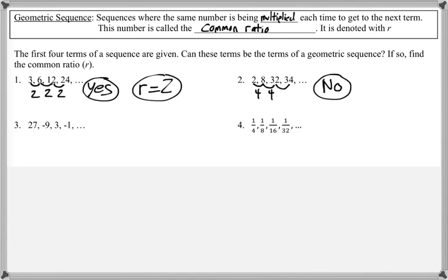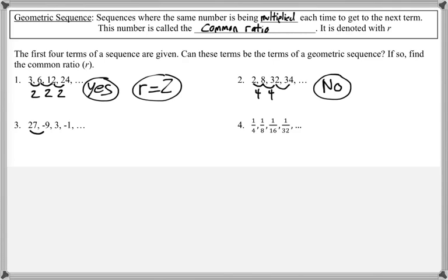On question number 3, I'm trying to figure out if the sequence is geometric, and if it is geometric, what is the common ratio? So to get from 27 to negative 9, I'm dividing by negative 3. But we really want to express this as a multiplication, so that means we need to use fractions.